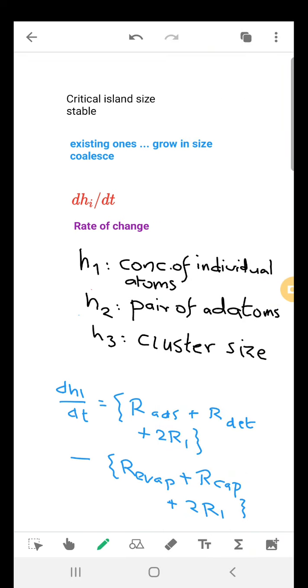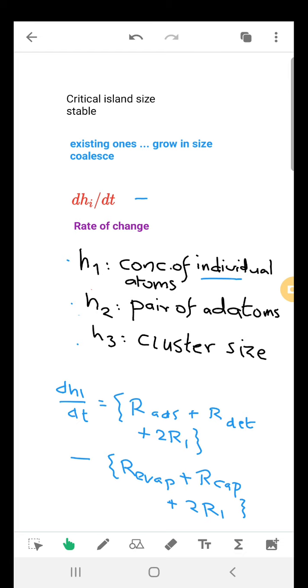Now, when an island is formed, it has to have a critical island size, below which it is unstable, and above which also it is unstable. So it depends upon the rate of formation of the island. There are some rates, like the rate of concentration of individual atoms, then pairs of atoms, then cluster size. So all these rates will play a part in the formation of an island.